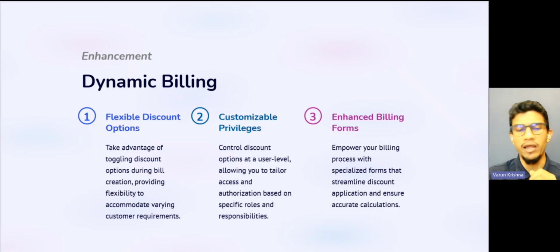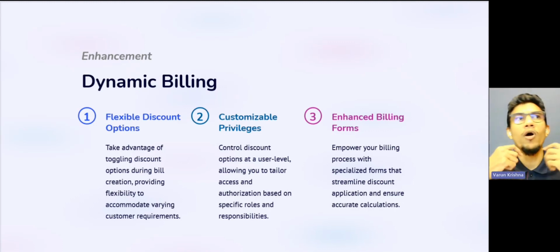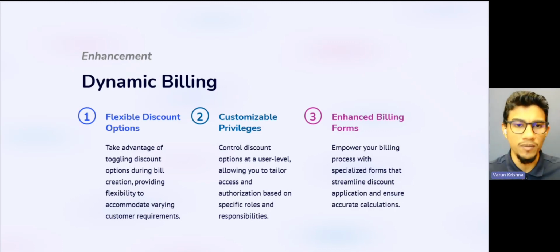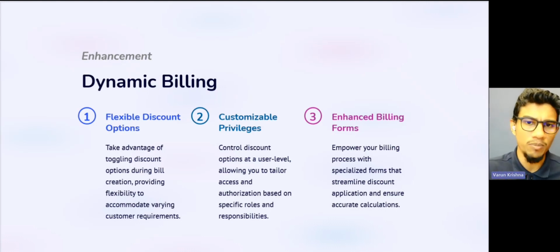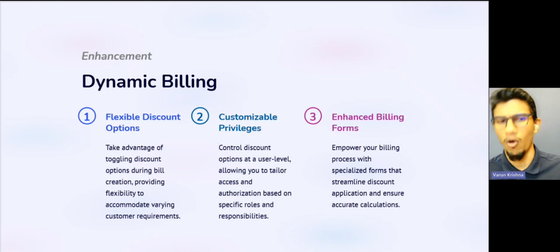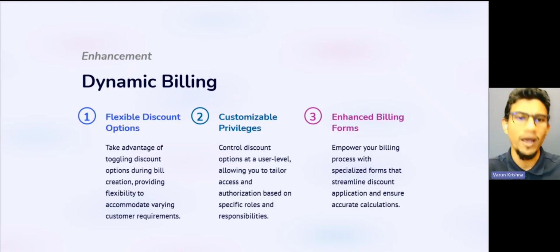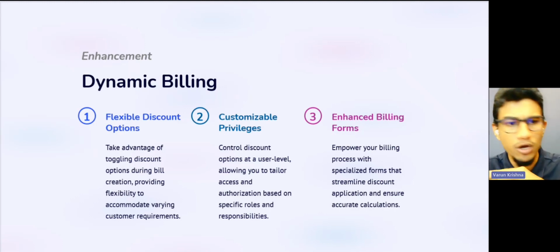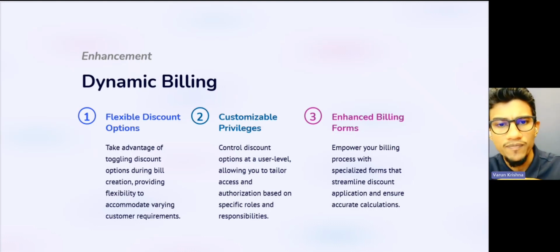Now, let me explain it like this. Earlier on, the discount preference was set globally, organization wide. So if you wanted to change it for one specific bill, that was possible, but it would be changed for all of the bills you're using. First, I'll speak about the new update, then we'll go back and continue that discussion. Flexible discount options let you take advantage of toggling the discount option during bill creation itself. That is the new enhancement, providing you with more flexibility.